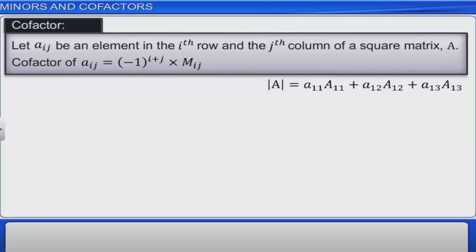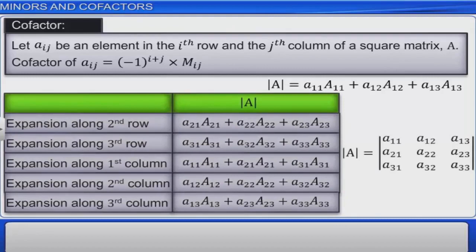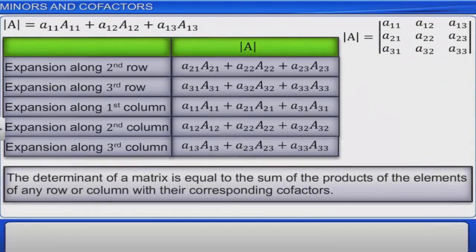Similarly, the determinant of A can be calculated in 5 other ways, that is, along the second row, third row, first column, second column, and the third column. This discussion leads us to the result that the determinant of a matrix is equal to the sum of the products of the elements of any row or column with their corresponding cofactors.